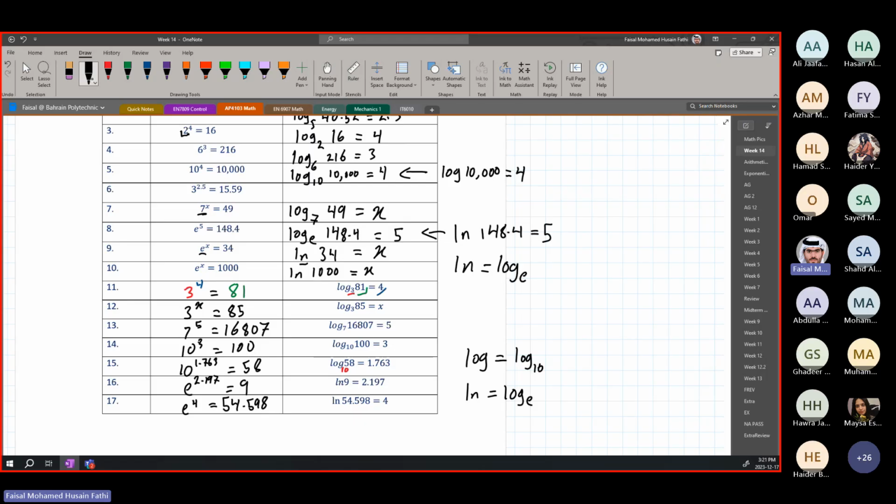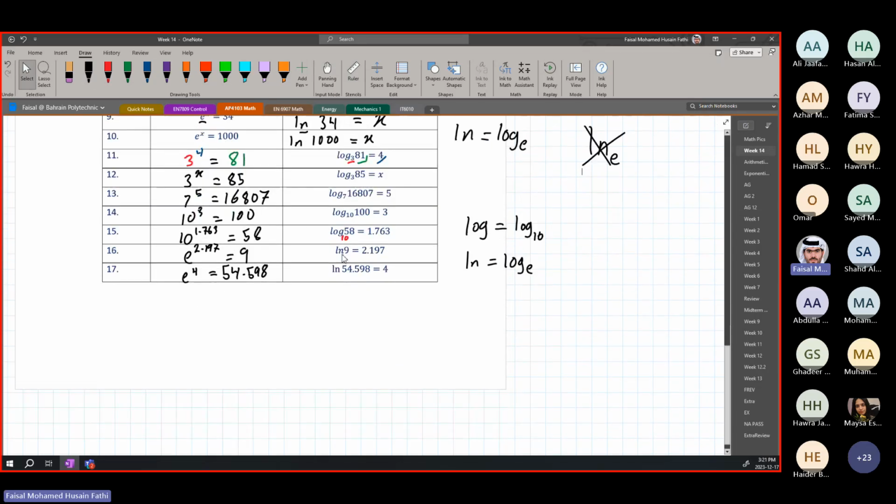You could write it in a different way. That's it. No, you will not. This is not correct. ln base e does not exist. Does not exist. Okay? ln is by itself. ln already means log base e. That's all that ln means. Right? Any questions about this concept? I think it's pretty straightforward.